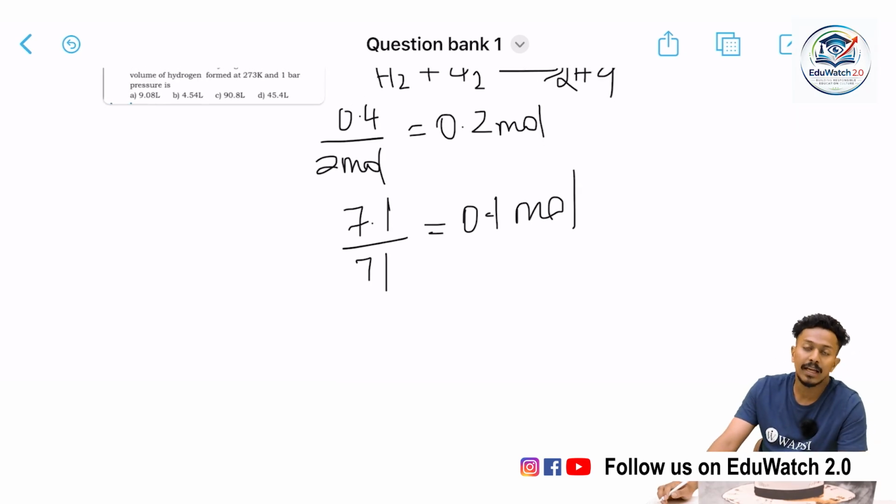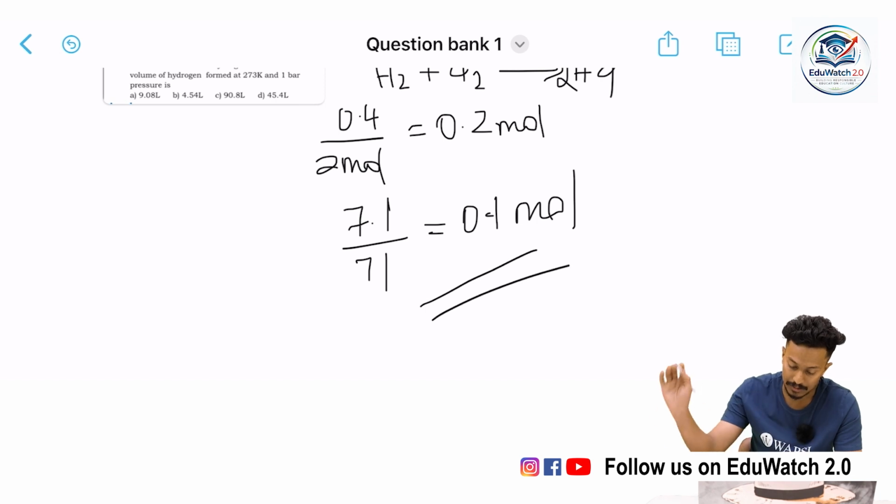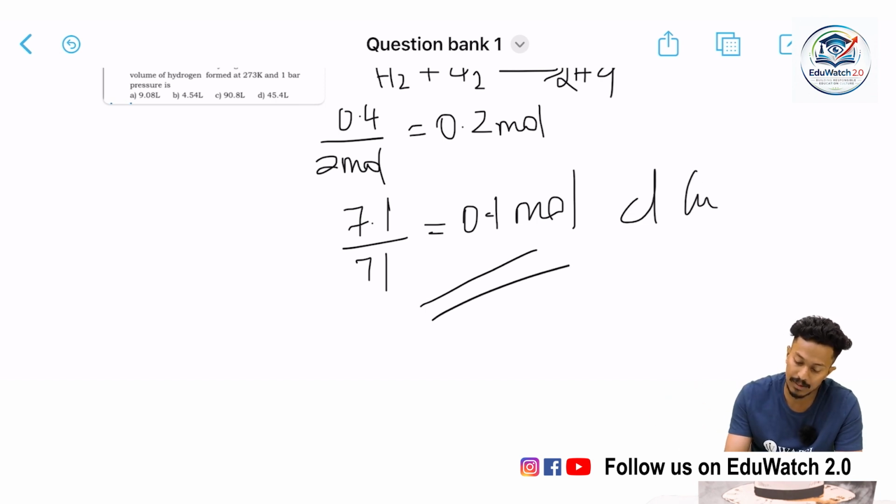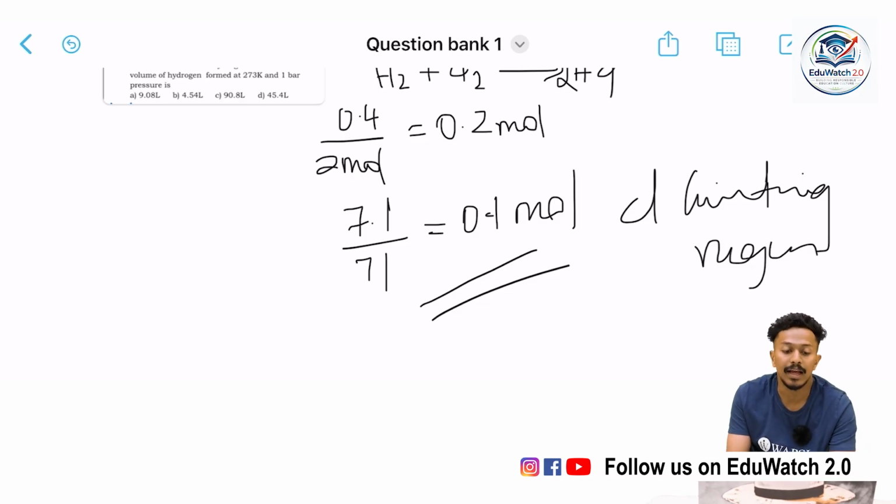So we have to say that the limiting reagent present here is chlorine because it has a lower amount than that of hydrogen. So the limiting reagent used here is chlorine. Yes, chlorine is the limiting reagent. Okay, I have written down here, and we have to find out the volume.